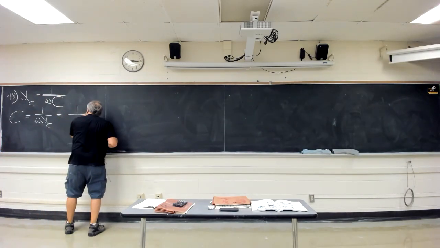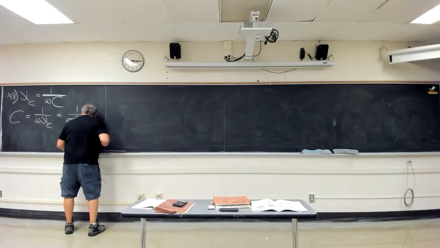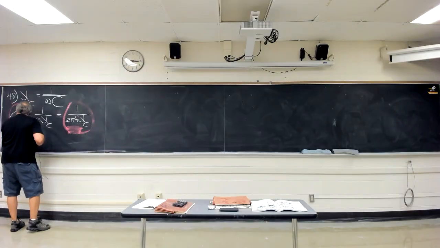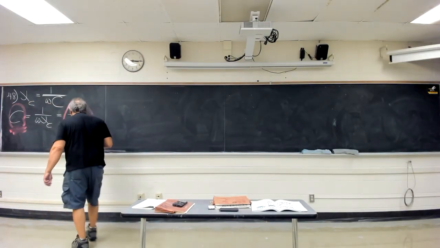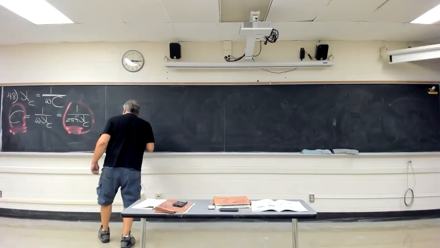Omega is 2 pi f, and x sub C is x sub C. So this is an important conclusion to have in mind.